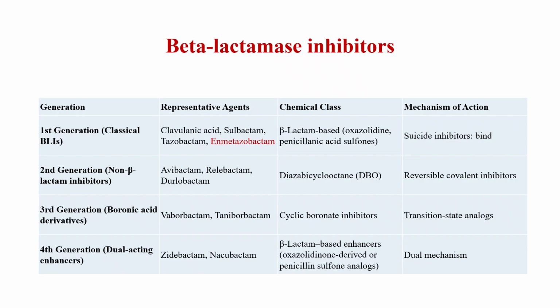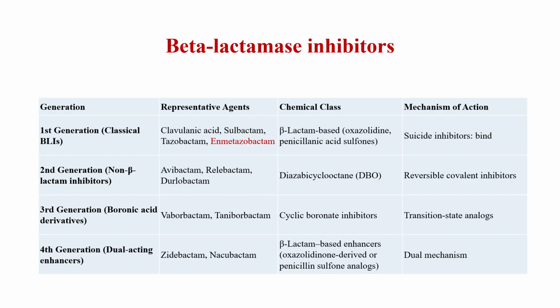Among the first generation beta lactamase inhibitors, there is a new beta lactamase inhibitor called N-metazobactam. It is also a first generation beta lactamase inhibitor, but it is more efficient, especially with the CTX-M beta lactamases, which we are discussing. The binding is tighter, so it is more effective compared to the other first generation beta lactamase inhibitors like tazobactam or clavulanic acid.